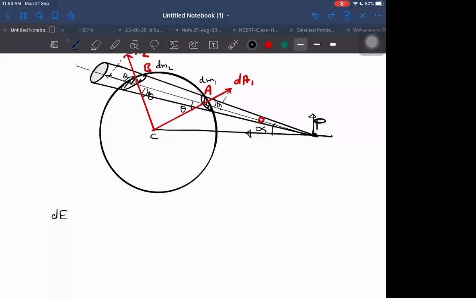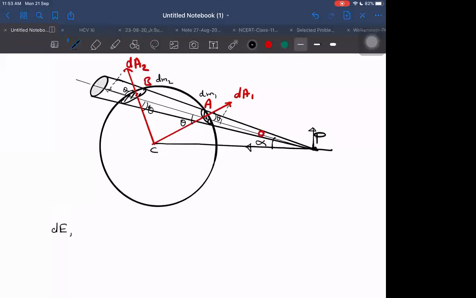How to find out? First of all, dE1. dE1 means the field due to A or due to dm1. Let us consider this as R1 distance. What is R1 distance? I hope you understand. I am representing the P to A distance. A is a point here at the center of the shaded mass. PA is R1 and PB is equal to R2. And this is capital R. Capital R means the C to A distance is equal to the C to B distance.